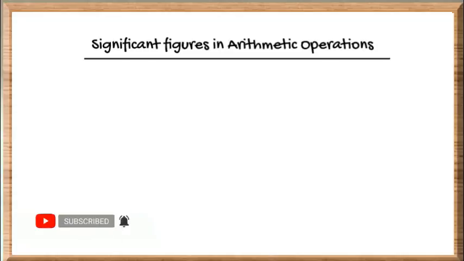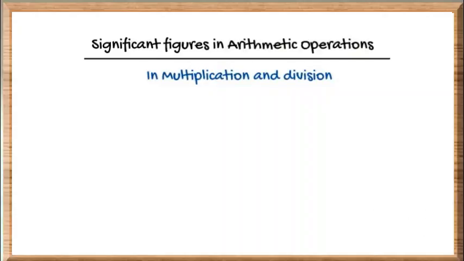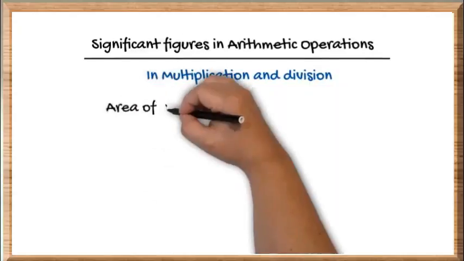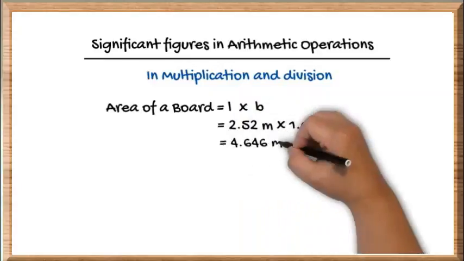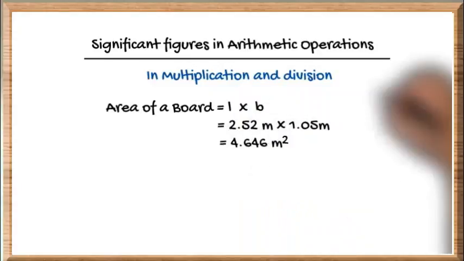In general, in multiplication and division of two experimental data, the resultant should not have more significant figures than the least number of significant figures with any one of the experimental data. For example, area of a board can be given as length into width, and the experimental data for the length and width is 2.52 meter and 1.05 meter. Therefore, on multiplying these data, we will get 4.646 meters square.